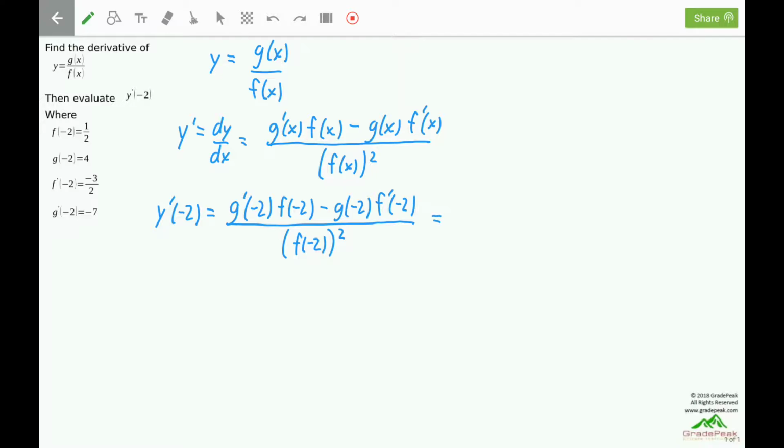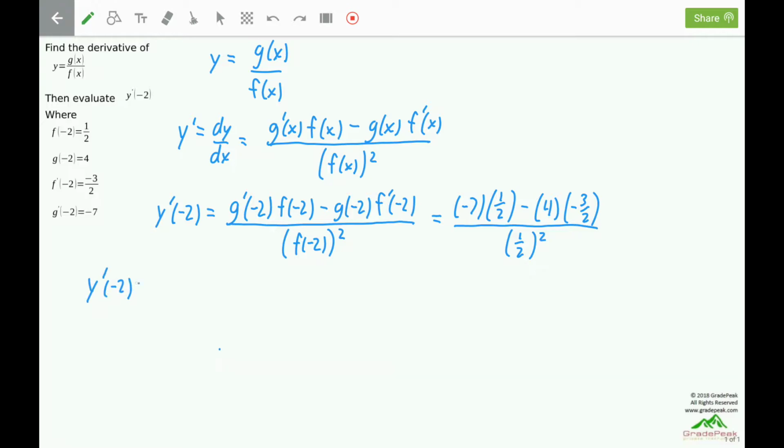G prime of -2 is a -7 according to the information that we have over here. F of -2 is a 1/2 according to that information. Minus g of -2 is a 4. And f prime of -2 is a -3/2. And then this entire thing is divided by f of -2, which is a 1/2 quantity squared.